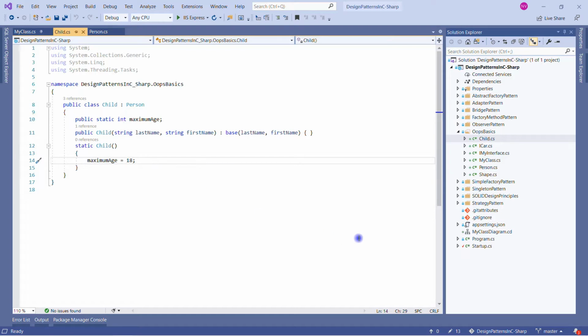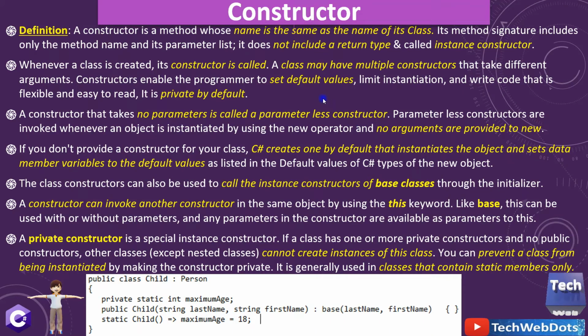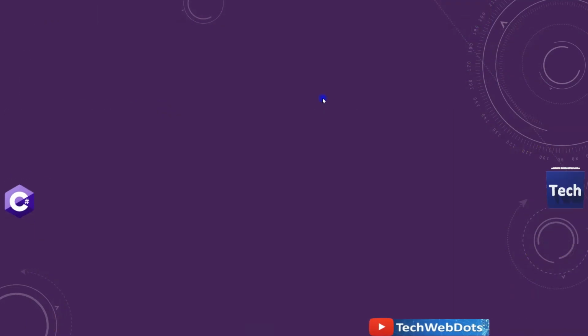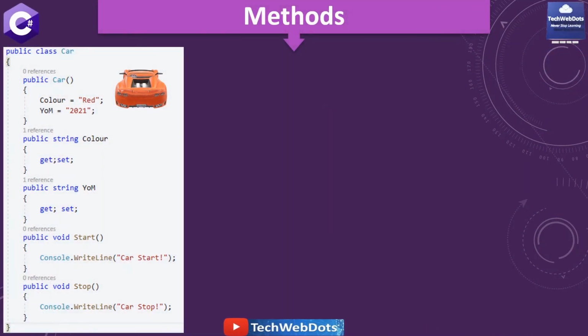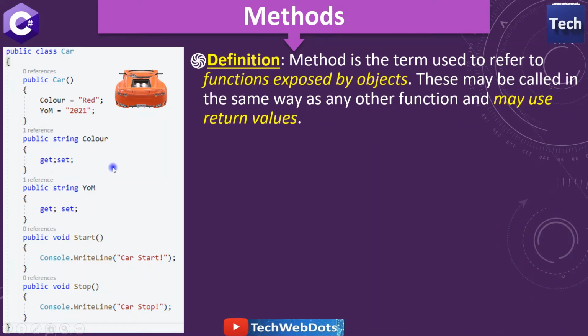So let's go back to the presentation. So let's move ahead. I hope the constructor feature is completely clear for you. So let me discuss what methods are. Again we can see the same example, but let's go by definition. Method is the term used to refer to a function exposed by the object. Like I said earlier, start and stop are the two functions which have a return type of void. It means they don't need to return anything.